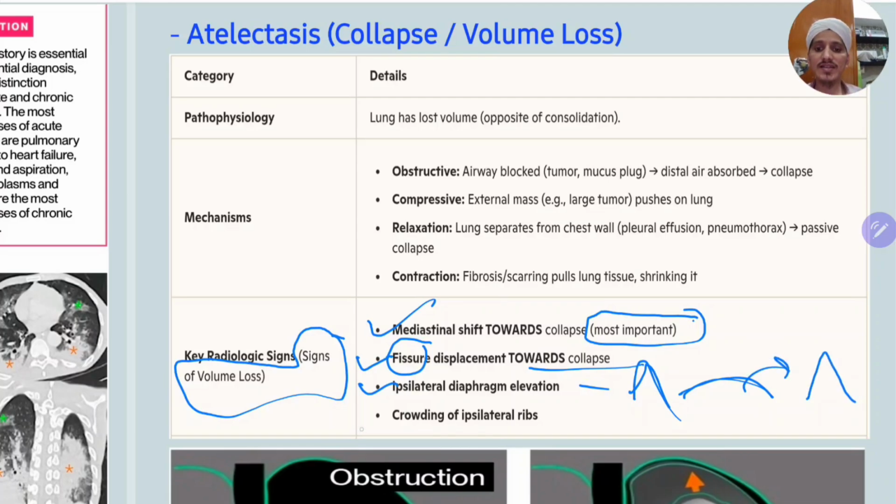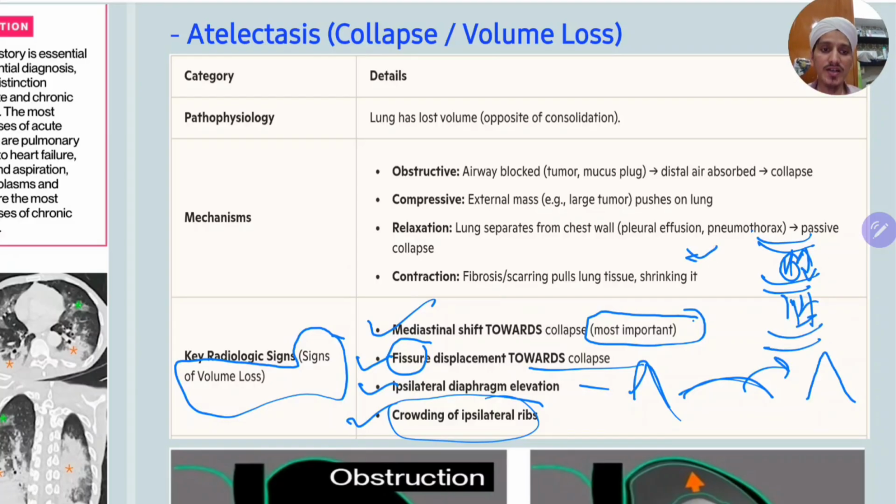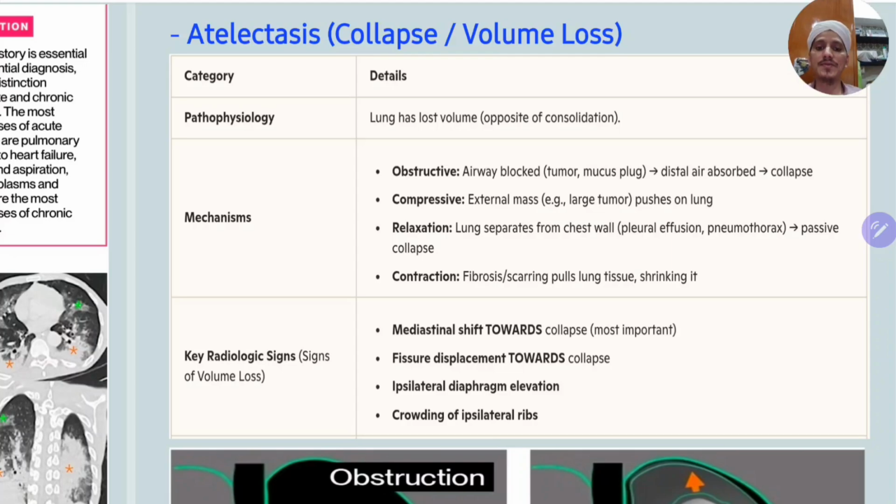And there will be crowding of the ipsilateral ribs. Why will there be crowding? You lose the normal space which is present between the ribs. When the space is reduced, the ribs come closer. This is nothing but crowding. Why do they come closer? Because the volume is lost. So these are the four important signs of collapse: mediastinal shift, fissure displacement, diaphragm elevation, and crowding of ipsilateral ribs.